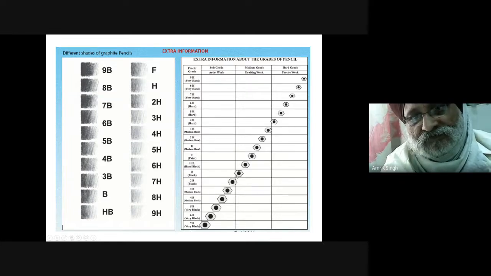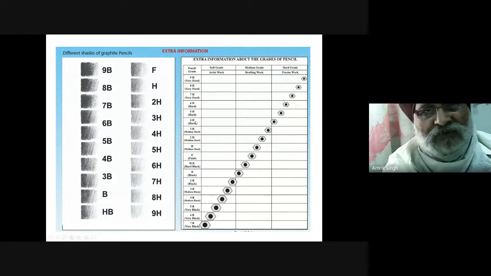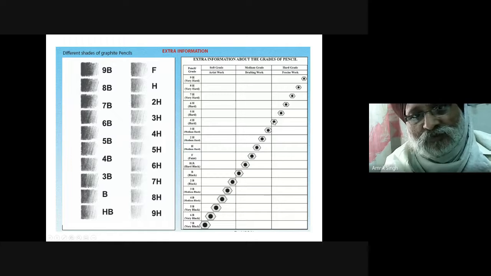So for artistic work, we use these grades. Okay, soft grade: B, 2B, 3B, 4B, 5B, 6B, 7B. So from 2B onwards falls in the soft grade for artistic work. Medium grade we use for the drafting work: B, HB, F, H, 2H, 3H. And hard grade is for the precise work. Suppose we have to draw a very fine line, so we use 4H, 5H.